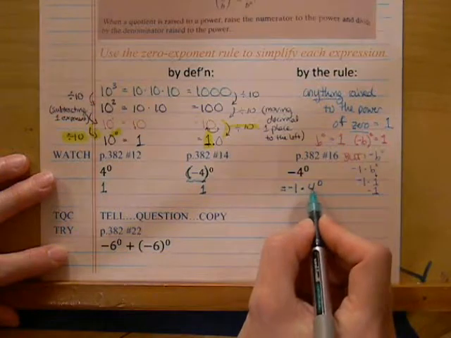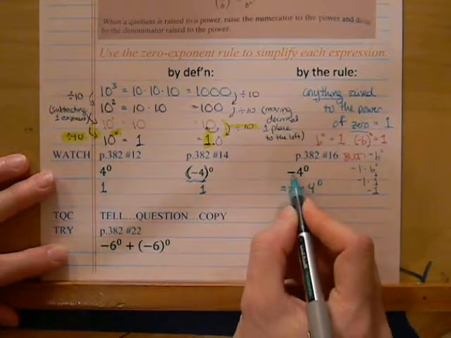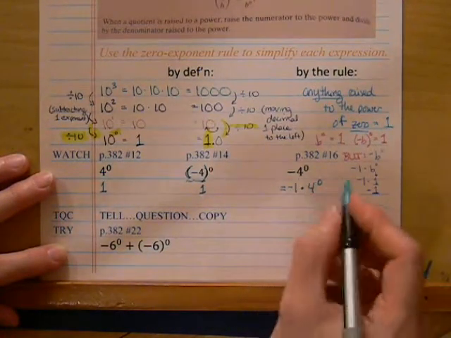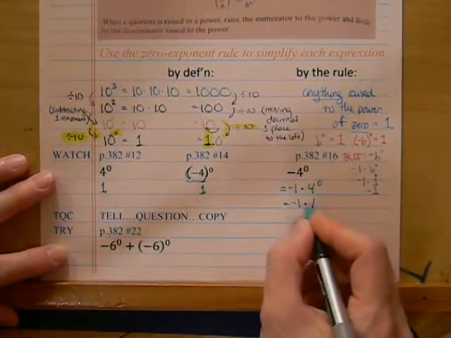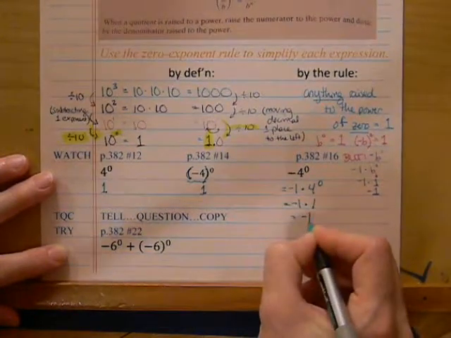The 0 only applies to the 4. There's no parentheses here. That negative 1 is its own thing. And that 4 to the 0 becomes just plain 1. So you have negative 1 times 1, and that answer is a negative 1.